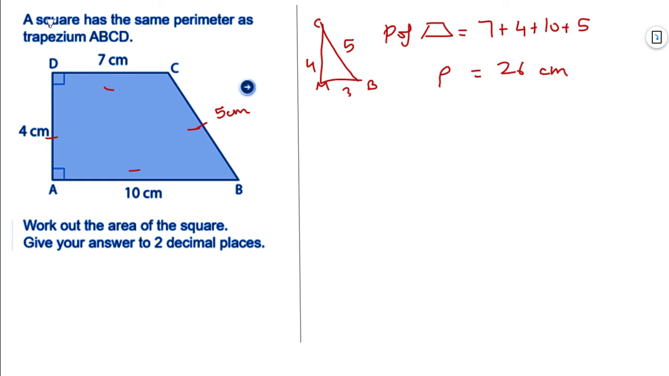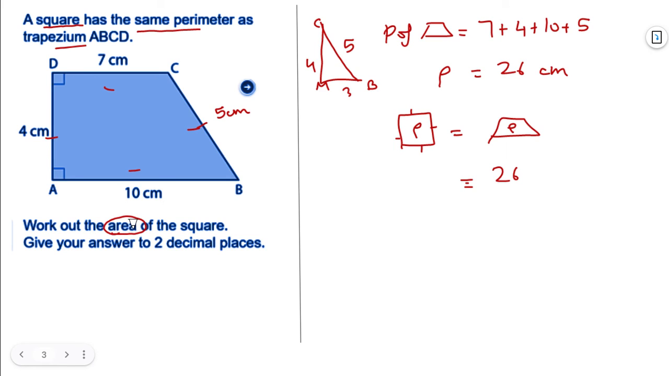Now comes the first part again. The square has the same perimeter as the trapezium, which means that the perimeters of both of them are equal. So if my perimeter for the trapezium is 26, the square's is also 26. But the point is that we need to find the side of this square, because technically we don't have the side, and later on we need to find the area.